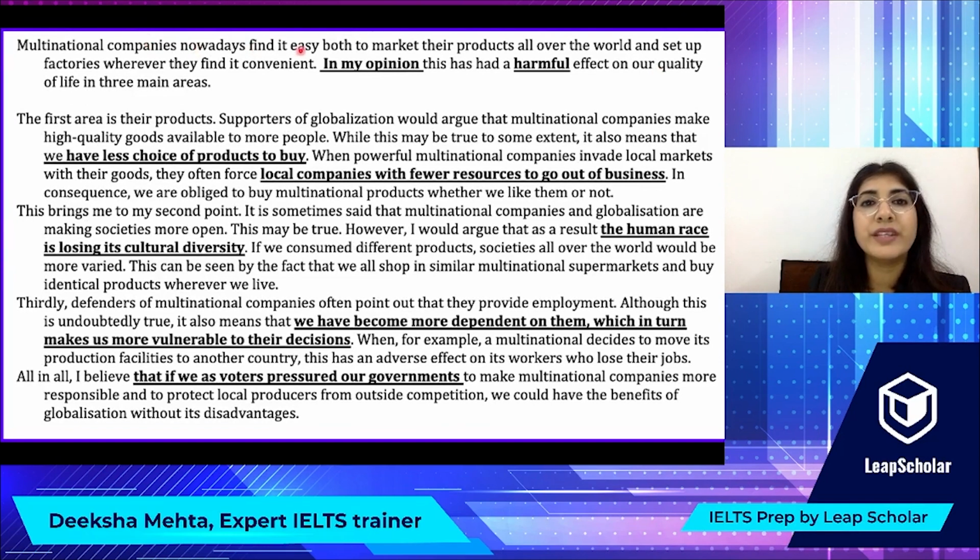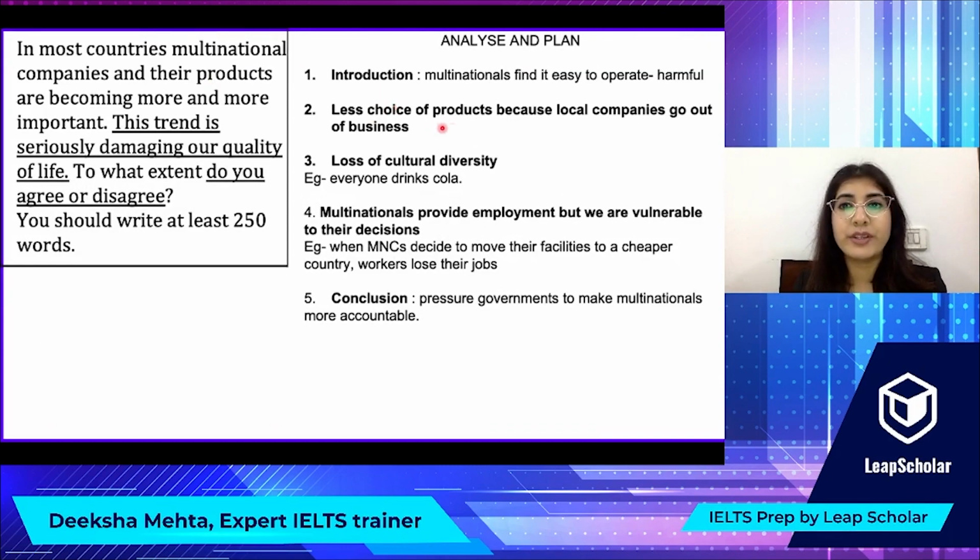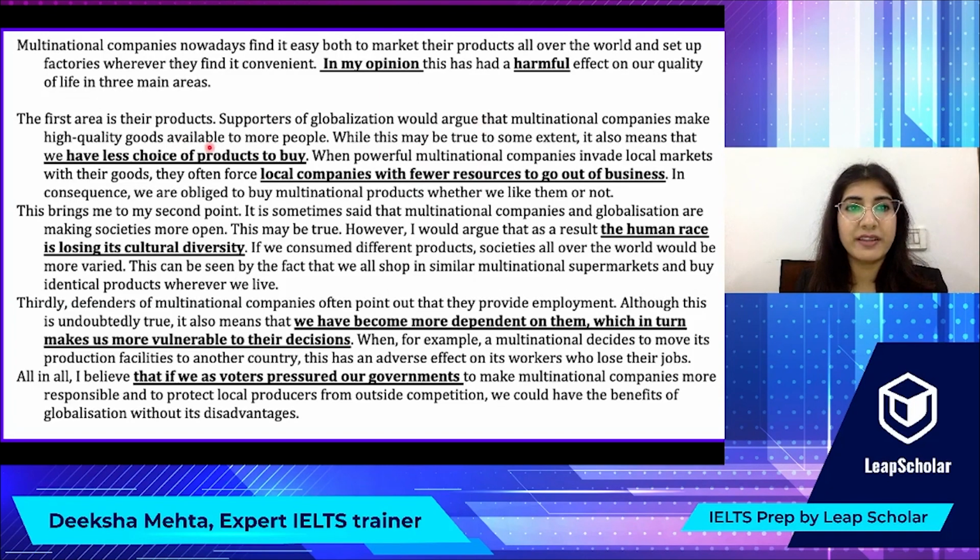Multinational companies nowadays find it easy both to market their products all over the world and set up factories wherever they find it convenient. In my opinion, this has a harmful effect on our quality of life in 3 main areas. All right, so let's look at the second one, less choice of products. So, yes, they have expanded this here. The first area is their products.